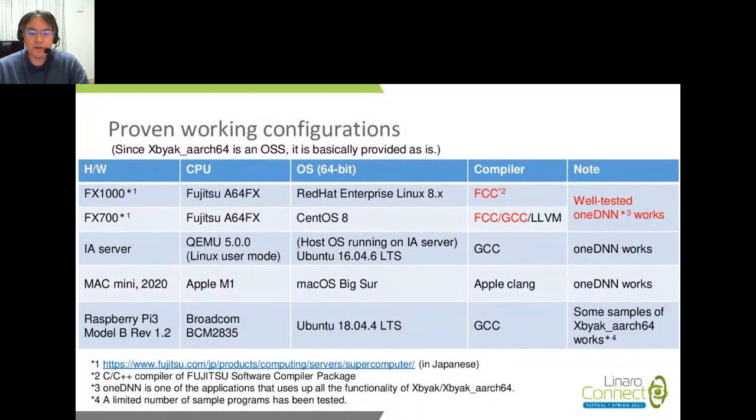Not only A64FX, but I've tried Xbyak on other platforms. This table shows the proven working configurations. Xbyak aarch can run on CPU emulator QEMU, Apple M1 Mac, and Raspberry Pi. oneDNN is one of the applications that uses all the functionality of Xbyak aarch. We confirmed oneDNN works correctly on these platforms, so we can say Xbyak aarch works well on this platform.